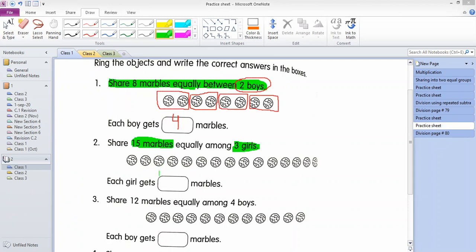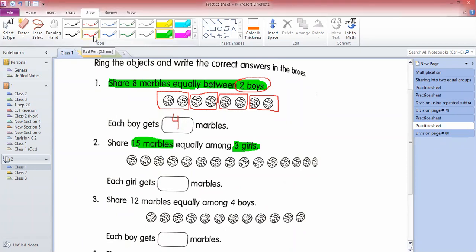15. Yes, 15. Very good. 15 divided by 3 equals 5. Okay, very good. But how do you know? Which method are you using? You know the table of 3? Do you know the table of 3? Okay. All right.